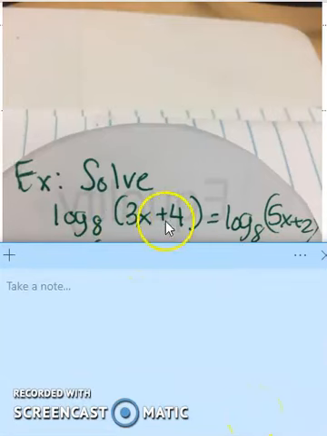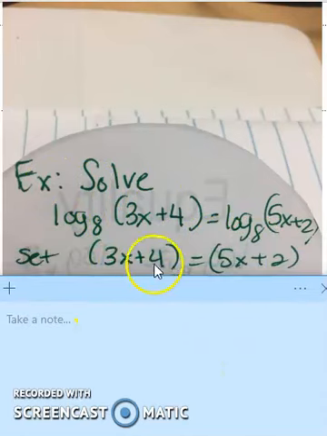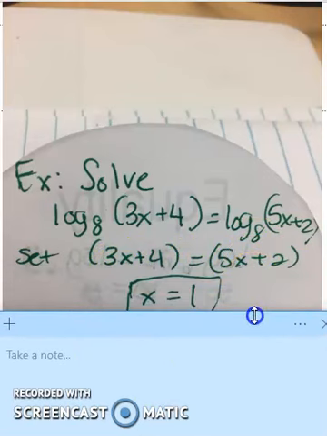So we have log base 8 of (3x plus 4) equal to log base 8 of (5x plus 2) if you wanted to solve this. Since you have logs with the same base, you can simply set their arguments equal. So 3x plus 4 would be set equal to 5x plus 2. You would subtract the 2 from the left, you would subtract the 3x from the right. And so you would get 2x equals 2, and therefore x equals 1. You could plug it back in just to make sure.